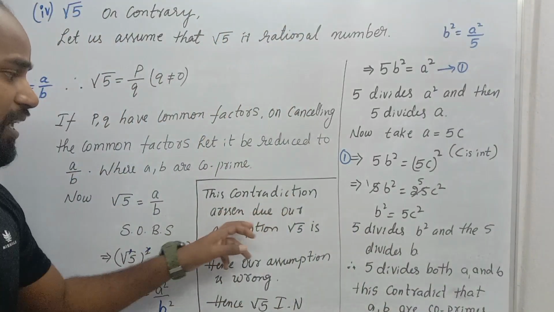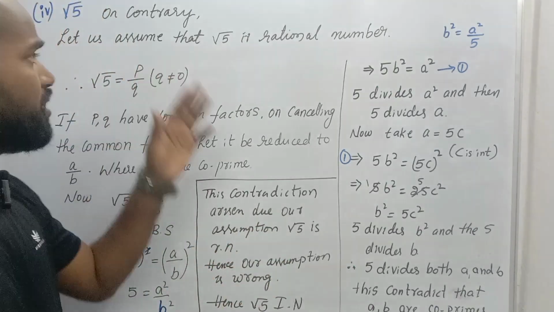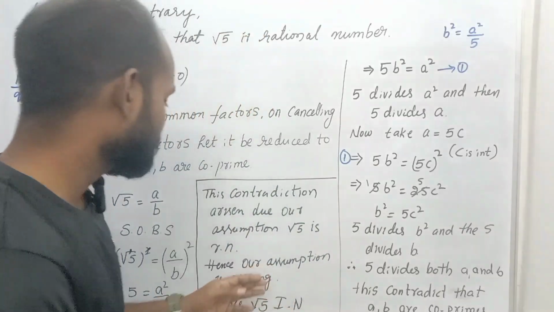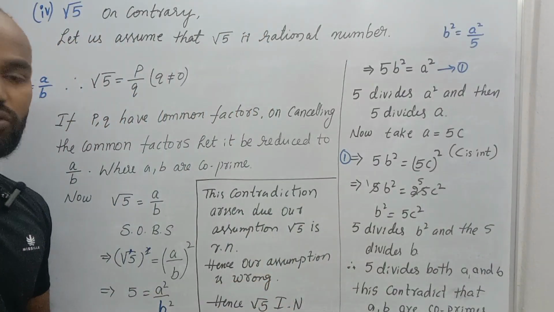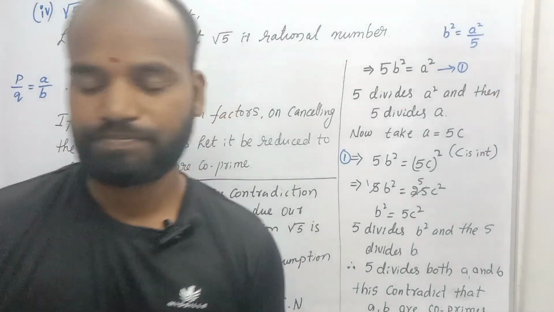This contradiction arises due to our wrong assumption. What did we assume? We assumed that root 5 is a rational number, but it is not a rational number. So hence our assumption is wrong. So we proved that root 5 is an irrational number.